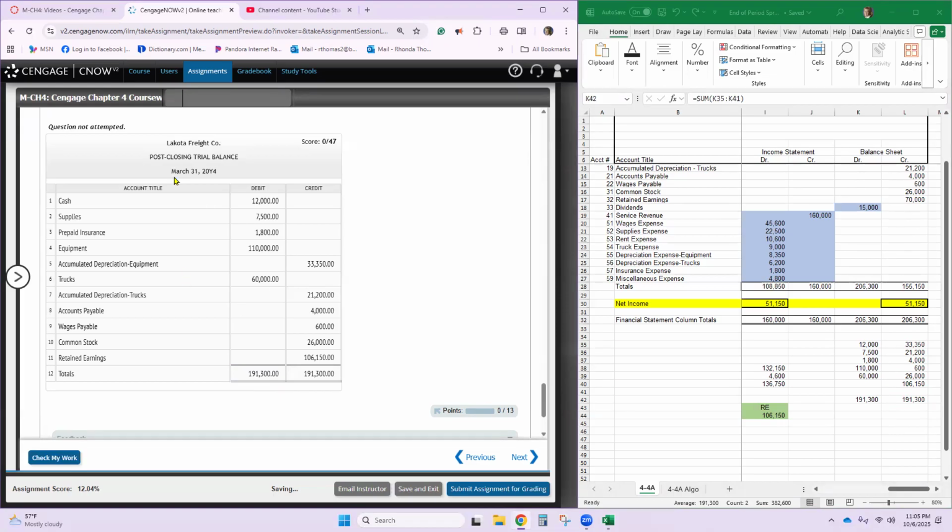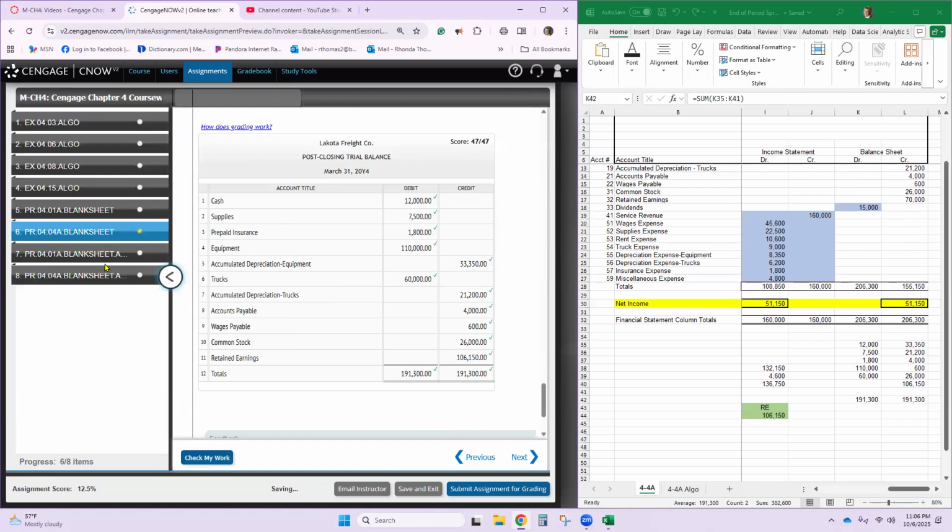This is getting ready for the next year, which begins the next day on April 1st. April 1st is the beginning of the next year. Let's check our work and see if we got it. I think so. Are we all completely done? Woo-wee. This was a long one. I know, but it still walks you through.